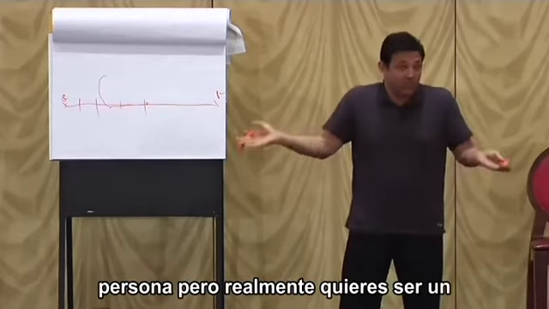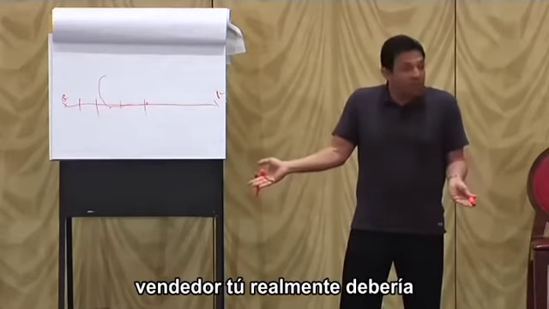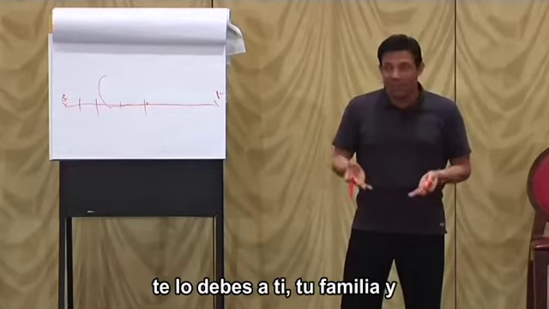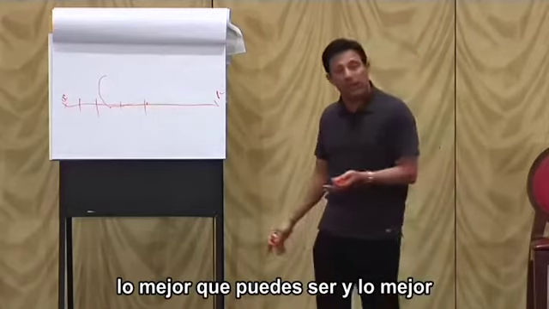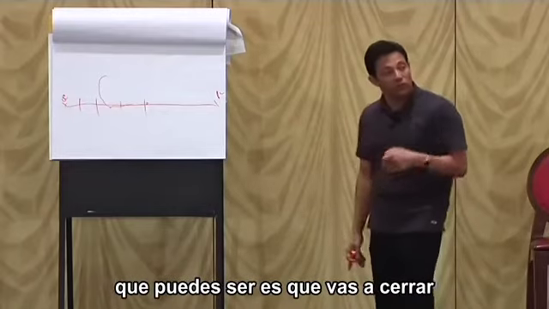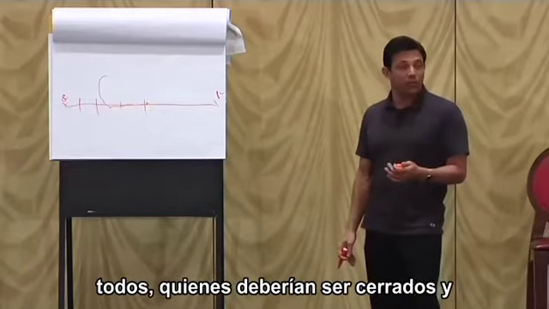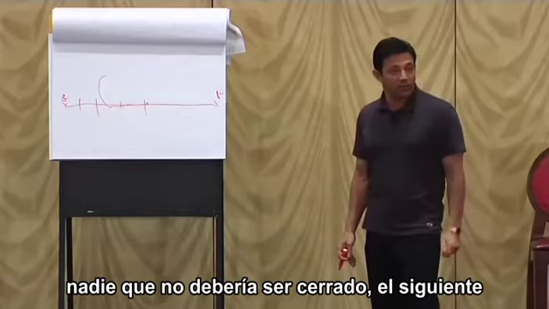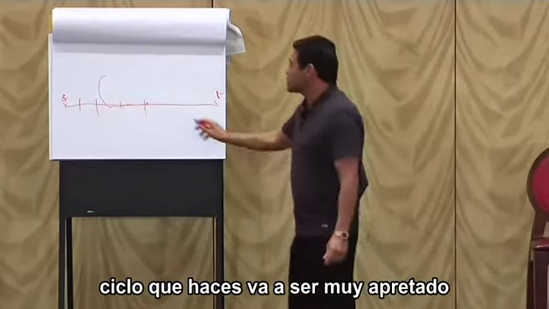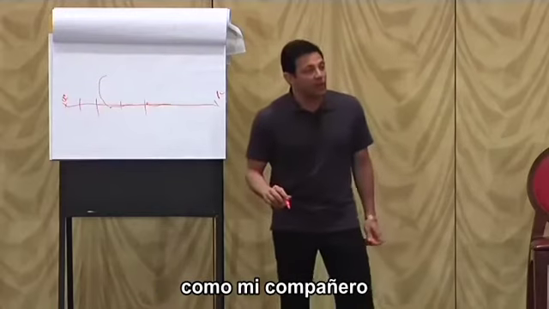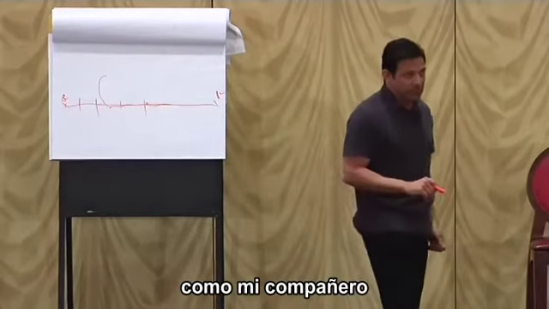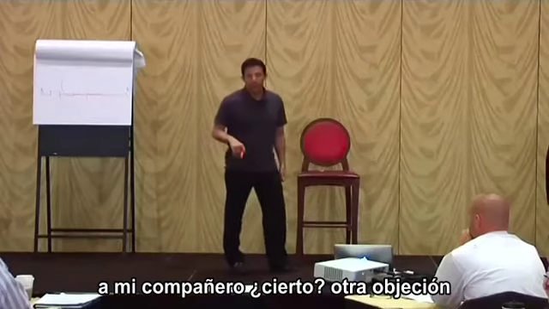But if you really want to be a salesperson, you owe it to yourself, your family, and the people that you interact with, not to waste their time, but to be the best that you can be. And the best that you can be is you're going to close everybody who should be closed and no one that shouldn't be closed. The next loop that you make is going to be very tight. Okay? If someone says to you, well, I got to talk to my partner. I got to speak to my partner. Right? Another objection.